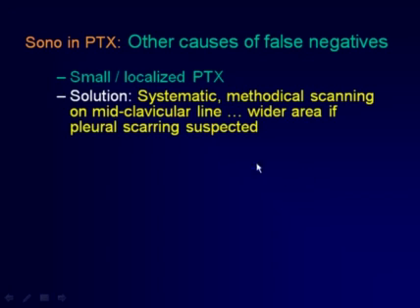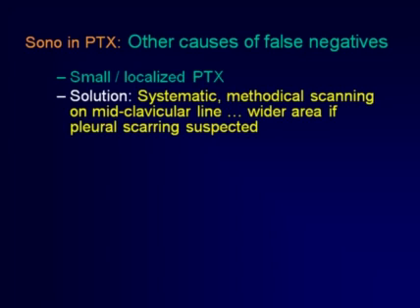Other causes of false negative exams, the small localized pneumothorax is probably the most common one. And we'll talk about the sensitivity of the test, but CT definitely identifies some small pneumothoraces that are not identified both by chest X-ray and by the ultrasound. If one has a high index of suspicion for pneumothorax, it's important to scan a wide area, and if necessary, scan areas outside of the mid-clavicular lines that I've described as being the basic essential component of the exam.